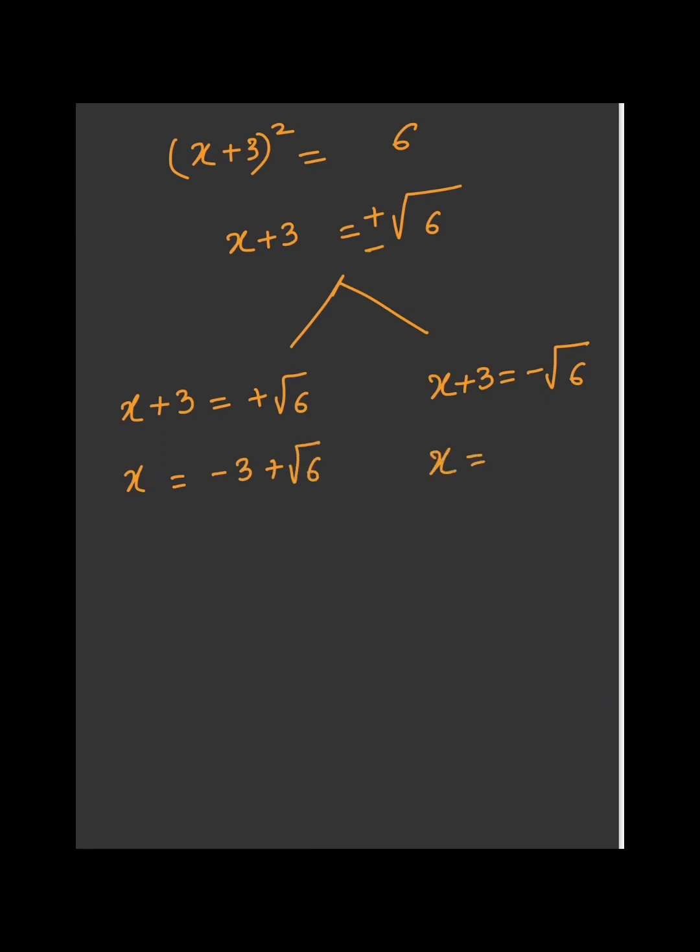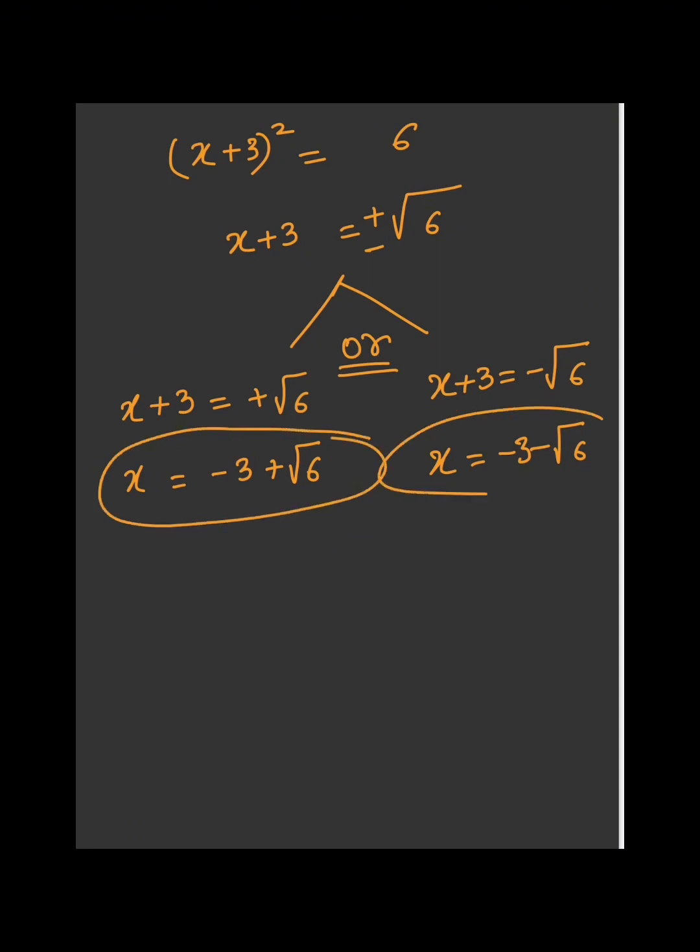Find the square root of both sides by using the square root property. It will give you x plus 3 equals plus or minus square root of 6. From here, we can find two values of x.